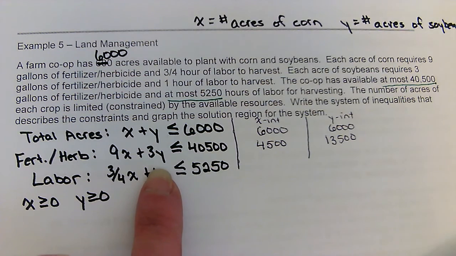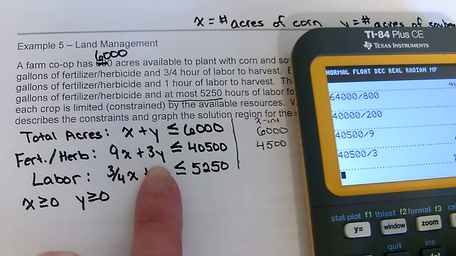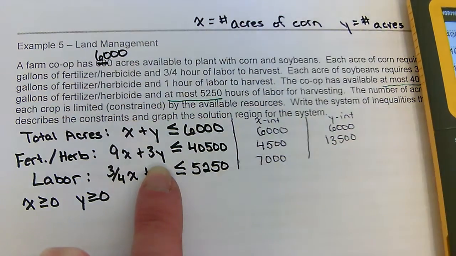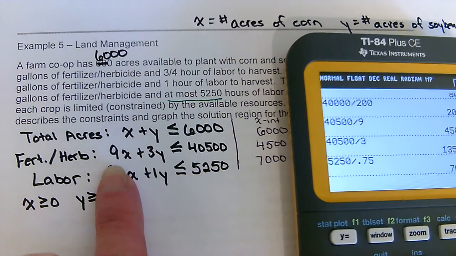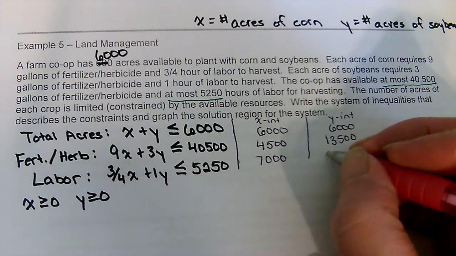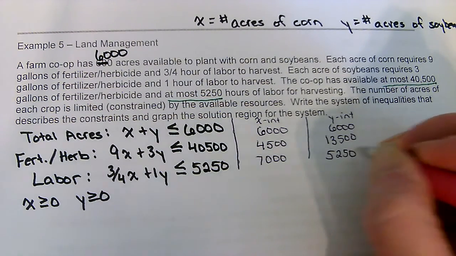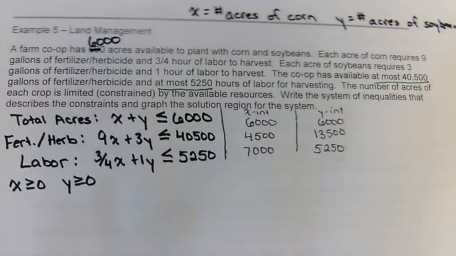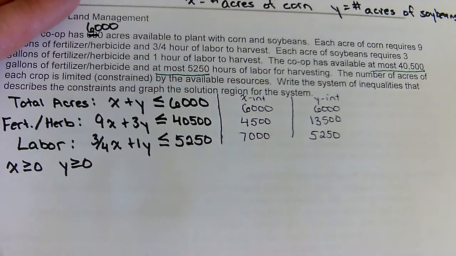Now the labor, the x-intercept of the labor, I would be taking 5,250 divided by 3/4, or divided by 0.75. That gives me 7,000 for an x-intercept here. And the y-intercept is just going to be 5,250. So we know we're going to be in quadrant 1. Everything's got to be positive, right?